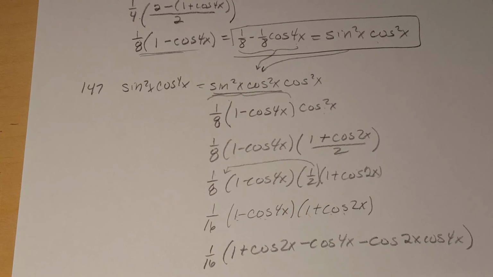And that's the answer to number 147. Sine squared x cosine to the 4th x would equal that.